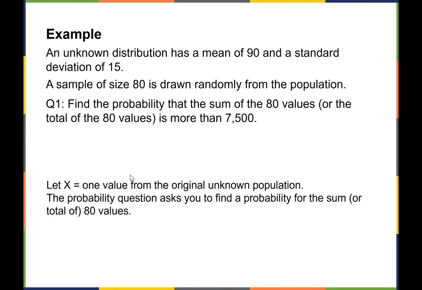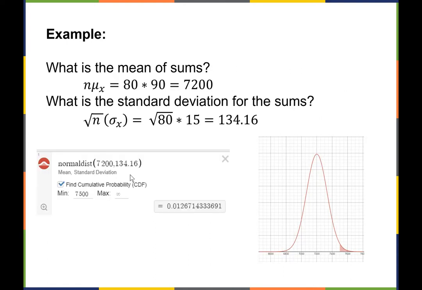Well, we're going to set up a random variable first. First, we're going to let x equal one value from the original unknown population. That's a random variable x. And the probability question asks you to find the probability for the sum. So what we need to do is find a new random variable that's the sum. All right, so that's our x. Sum x is our random variable that represents the sum.